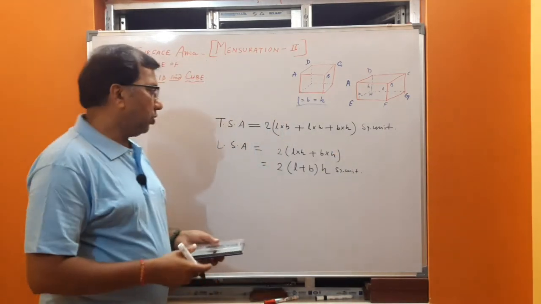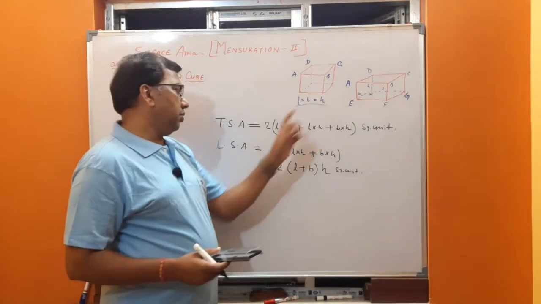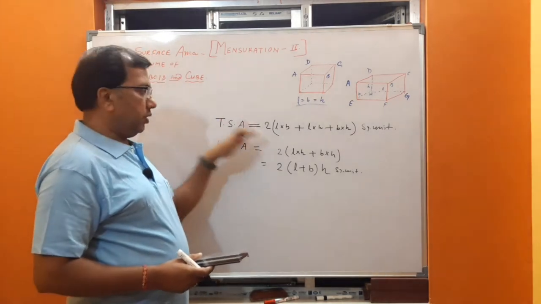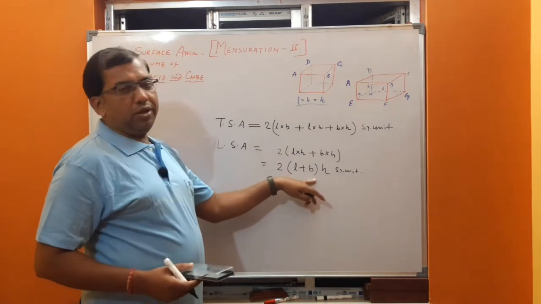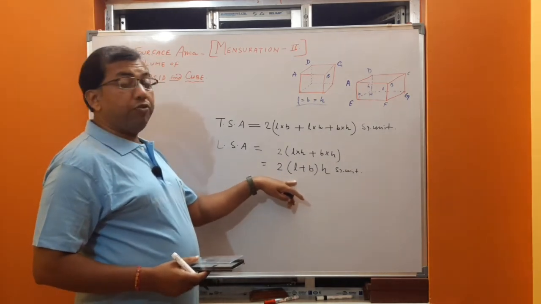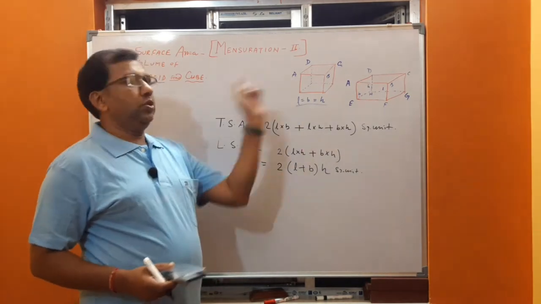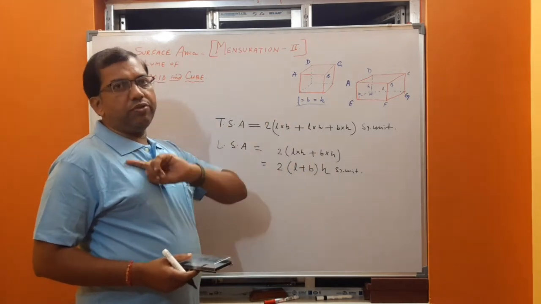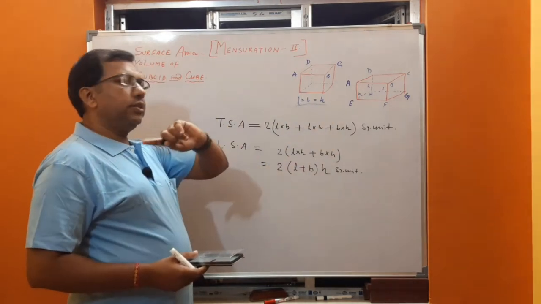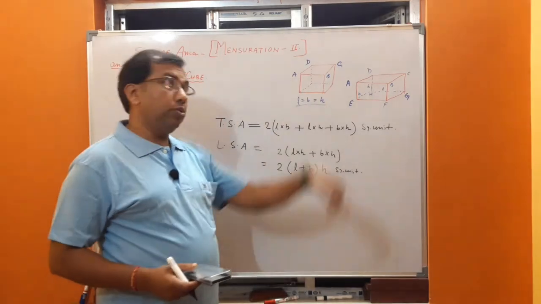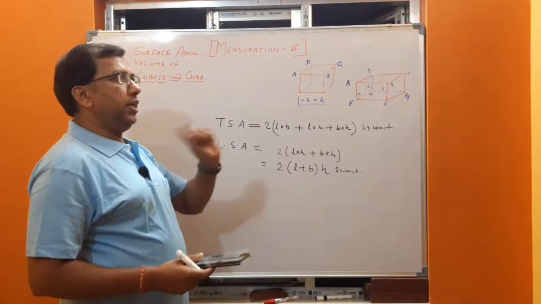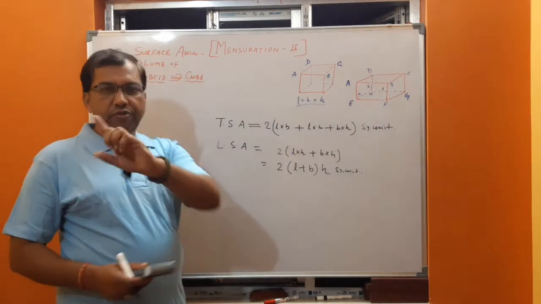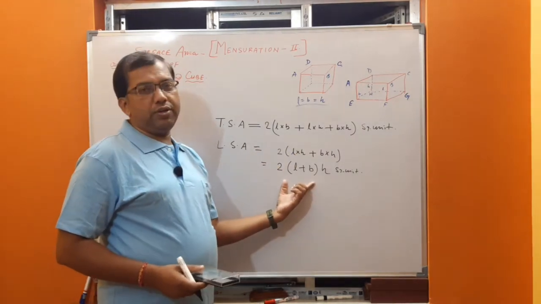Here, the lateral surface area of cuboid and the total surface area of cuboid are in square unit. The lateral surface area is also known as the area of four walls of a room. In a room, there are four walls. If the length, breadth and height of the room are given, and you want to find out the area of only the four walls, that is the formula.